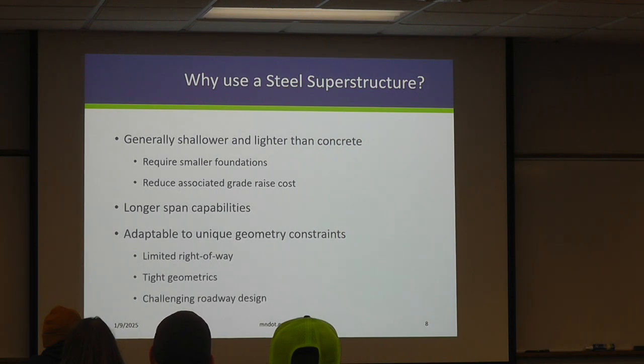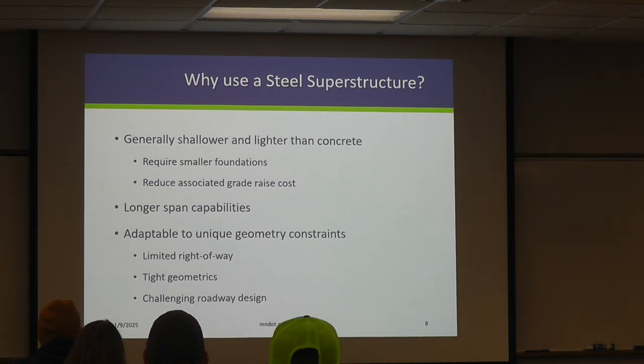So why would we choose to use a steel superstructure, steel beams? We are predominantly a pre-stressed concrete beam state. Generally, with a steel structure, you can have shallower and lighter structures than compared to concrete. This, in turn, gives us smaller foundations, which can be a really good thing if we're trying to minimize excavations, and they can reduce the cost of a grade raise of everything coming in, right?